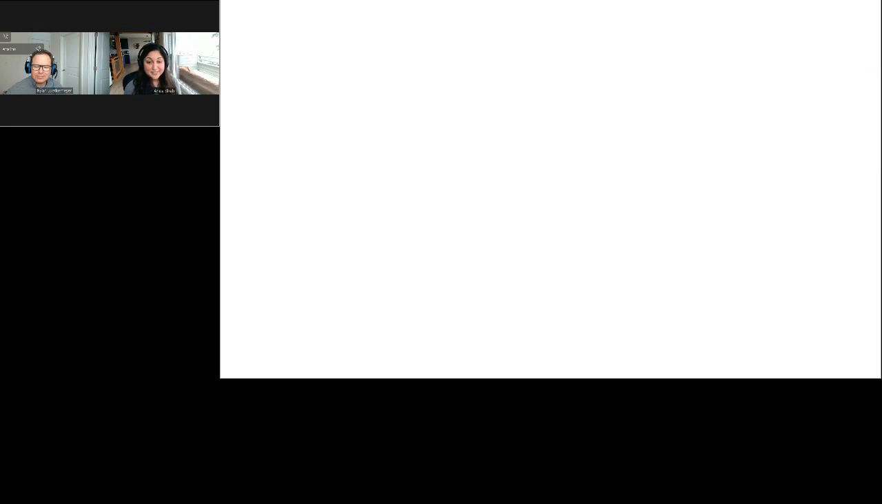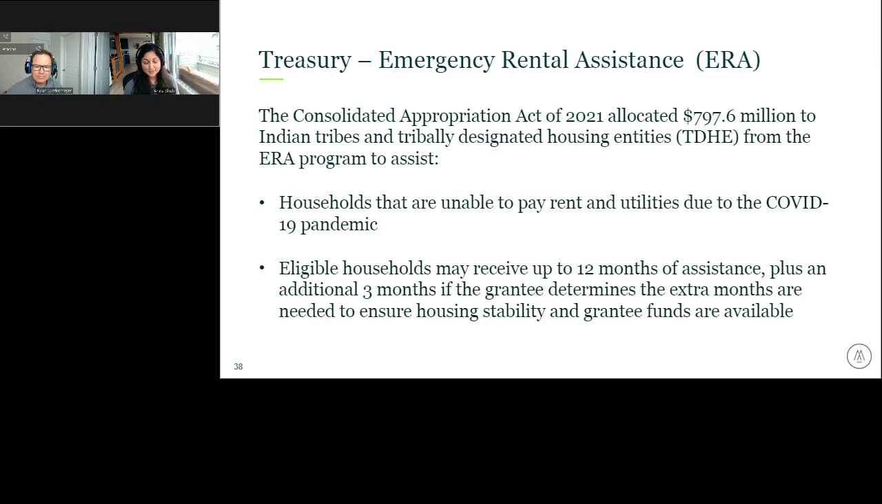So, the Treasury Emergency Rental Assistance. When the Consolidated Appropriations Act was passed on December 27th, 2020, sorry, the act is called 2021, but it was passed on December 27th, 2020, they allocated $798 million for Indian tribes and tribal designated housing entities. The purpose of this Emergency Rental Assistance Program is to assist households that are unable to pay rent or utilities due to the pandemic.